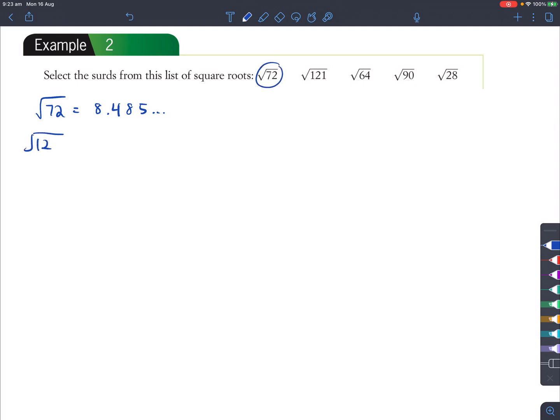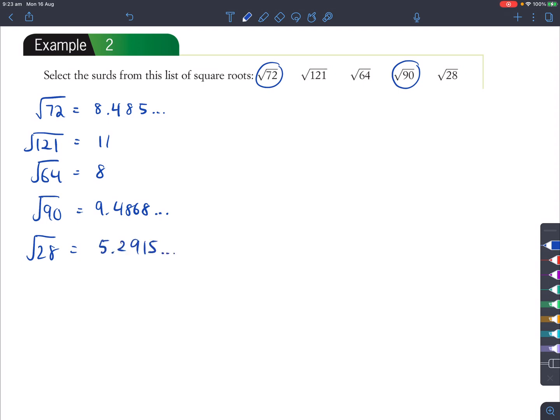The square root of 121 is the number 11. So this is not a surd because it becomes a whole number. The square root of 64 is equal to 8, which is not a surd also because it becomes a whole number. The square root of 90 is going to be 9.4868... on our calculators, and you can't change that to a fraction at all, which means root 90 is a surd. Then root 28 is going to be 5.2915... which also can't turn into a fraction, that's also a surd.